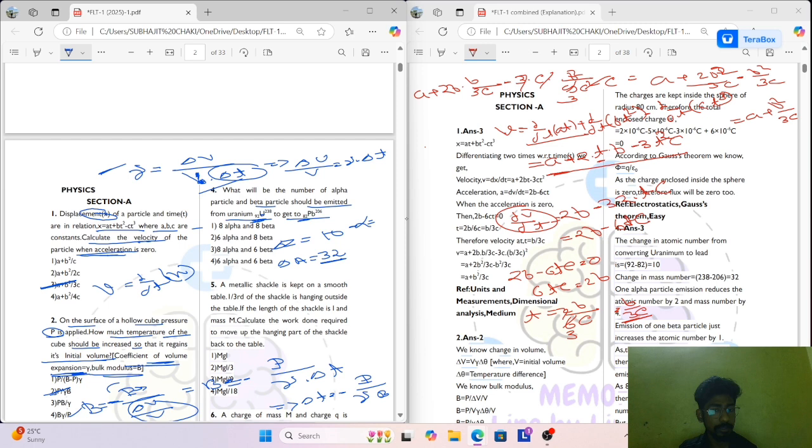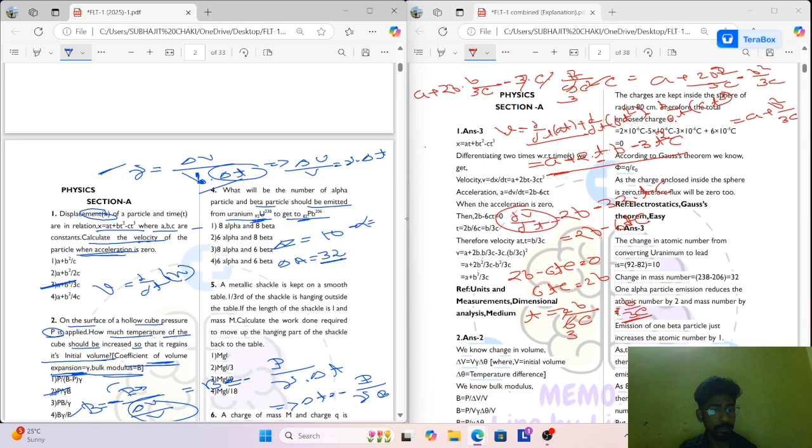Okay, this is a good numerical. There is a table, and a shackle. It is hanging. This L by 3 part is hanging. That means 2L by 3 is on the table. So pretty simple thing you can do.